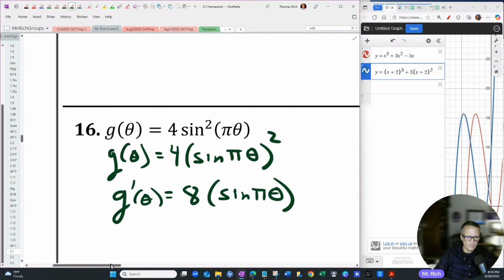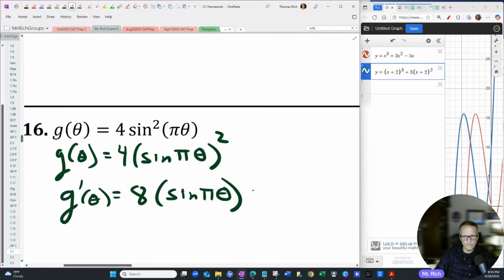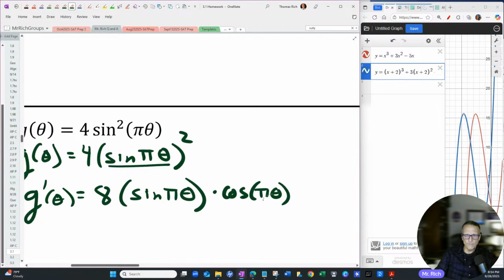But then I have to multiply by the derivative of this inside part. And the derivative of sine of something, I'm using the word something because the inside part doesn't really matter when I'm taking the derivative of the outer part, right? The derivative of sine of something is cosine of that something. So it's cosine of pi theta, but then I have to multiply by the derivative of pi theta. Theta is my variable, so when I take the derivative of pi theta with the power rule, the answer is just pi.